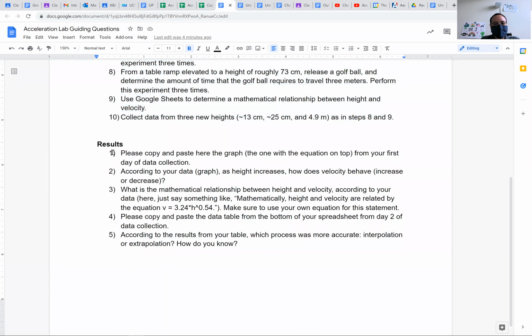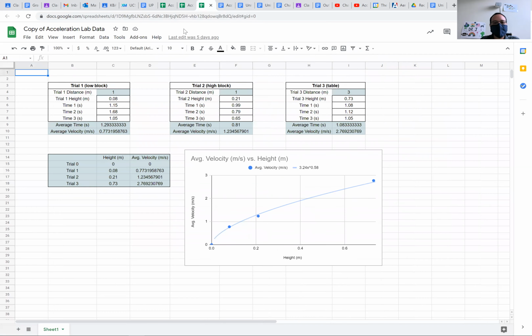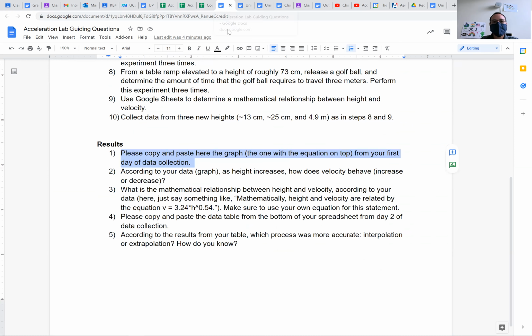Now for the results section, the first thing you're going to want to do is copy and paste the graph from your first day of data collection. Let's take a look at that graph. It's actually this one right here. This is the graph you're going to copy and paste. So just Control C, and then right into your document, Control V to paste, all right?